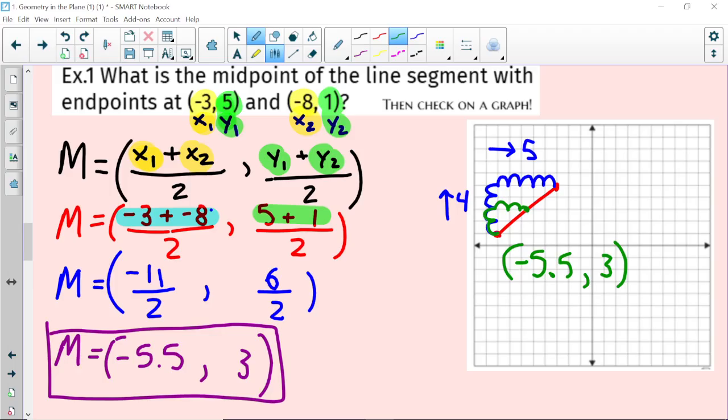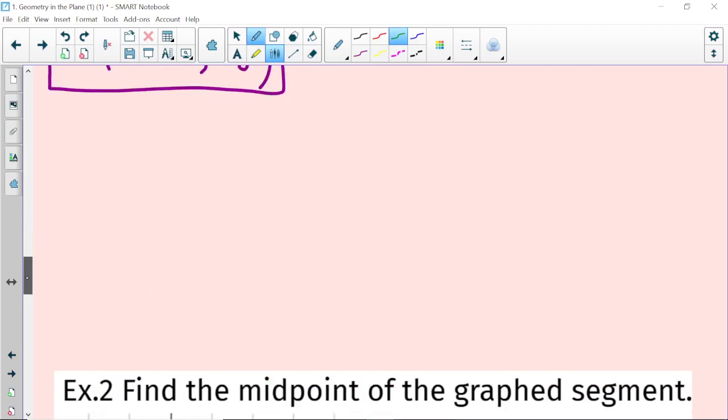Now, it might not always be as sweet and easy as that. That's why it's so important for you guys to remember: take your x's, add them, and find the average by dividing by 2. That's your x location. Take your y values from both, add them together, and divide by 2. That's going to find the half.